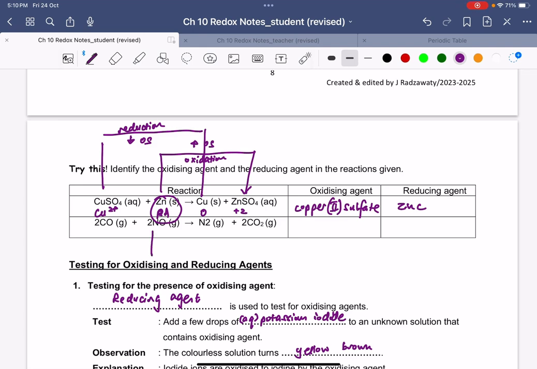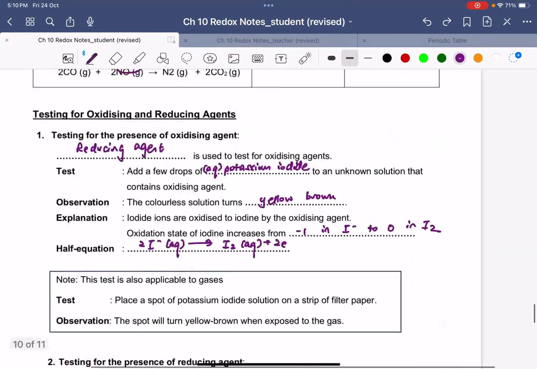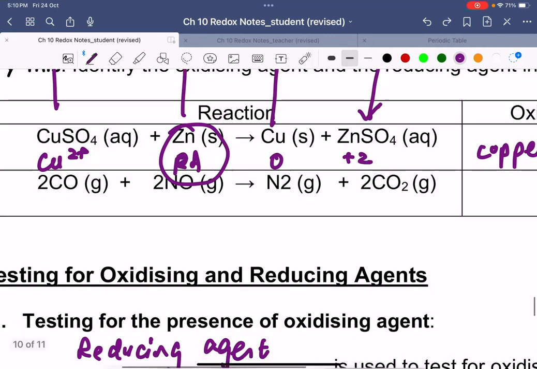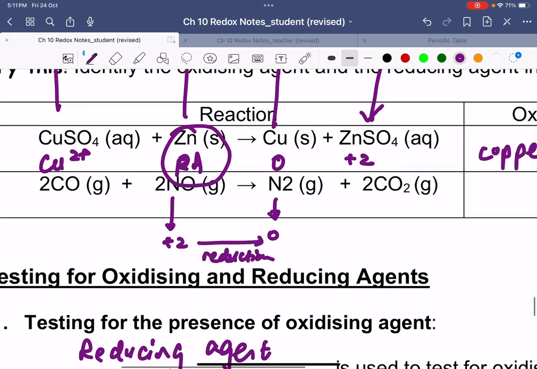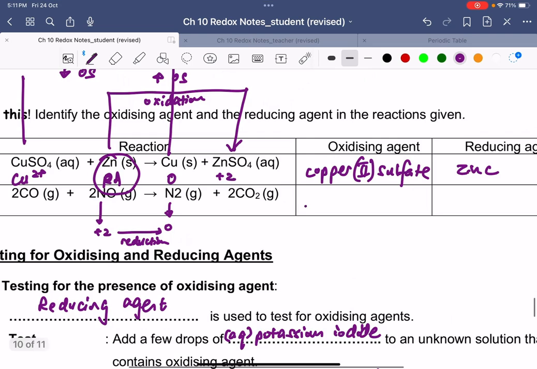Another example is my nitrogen. Nitrogen in this case, nitrogen oxide to nitrogen. This one is a 0. If I look at my nitrogen here, this one is a 0. This one is a plus 2. So this one is a reduction. If it's a reduction, then that one is called an oxidizing agent. So nitrogen oxide is an oxidizing agent.